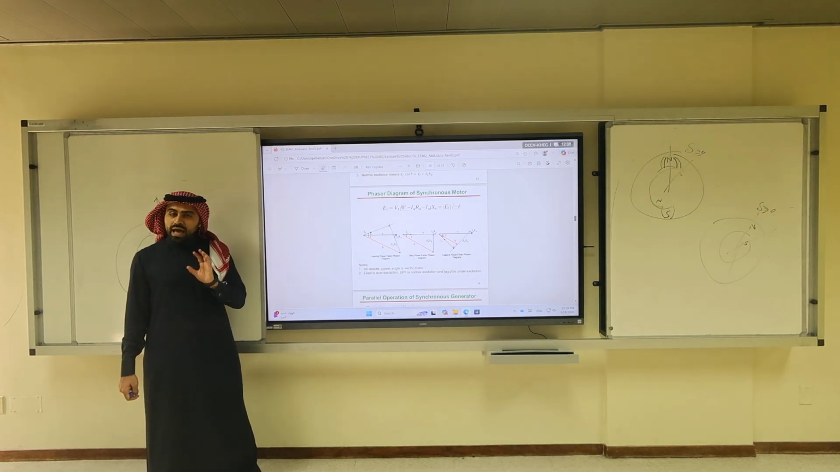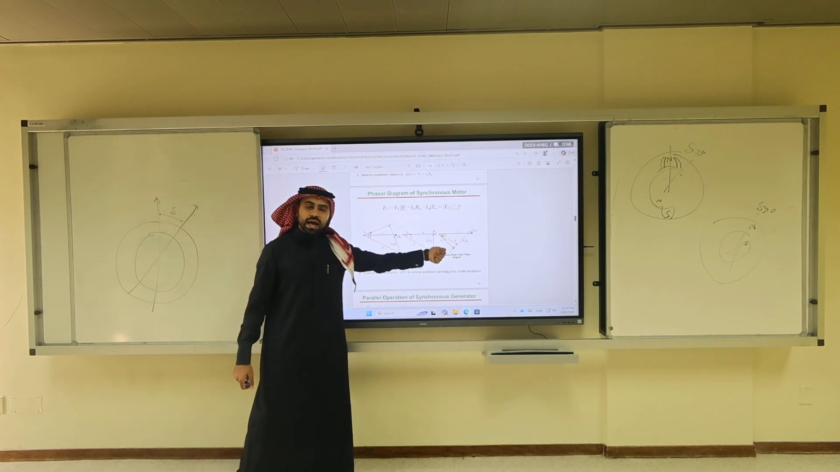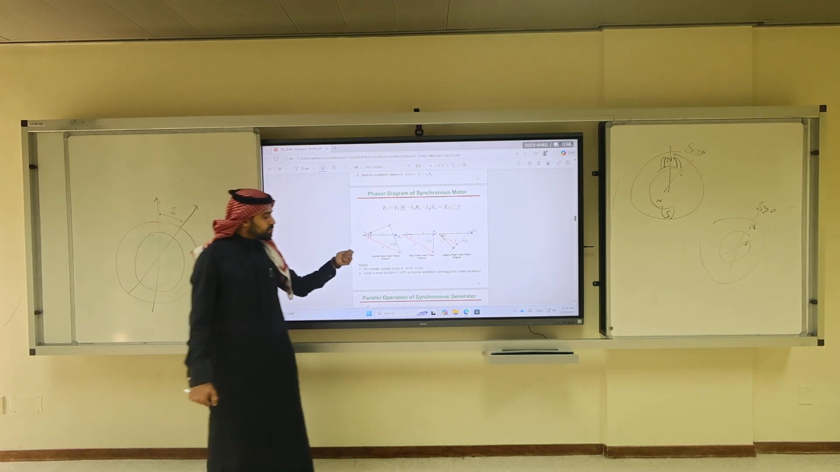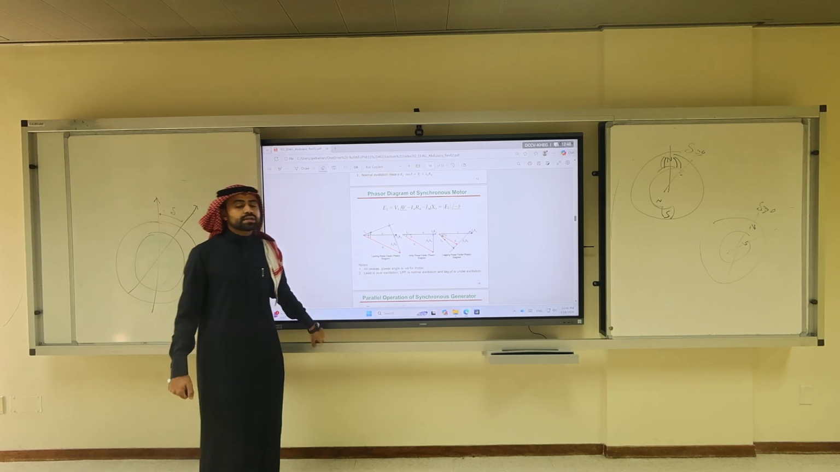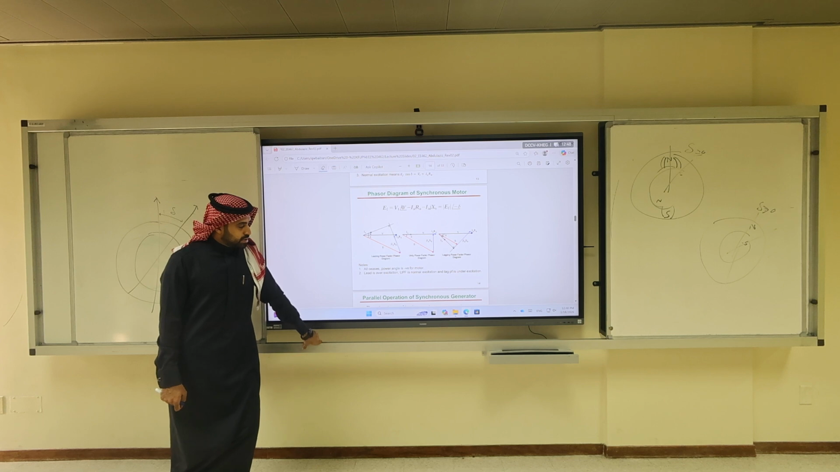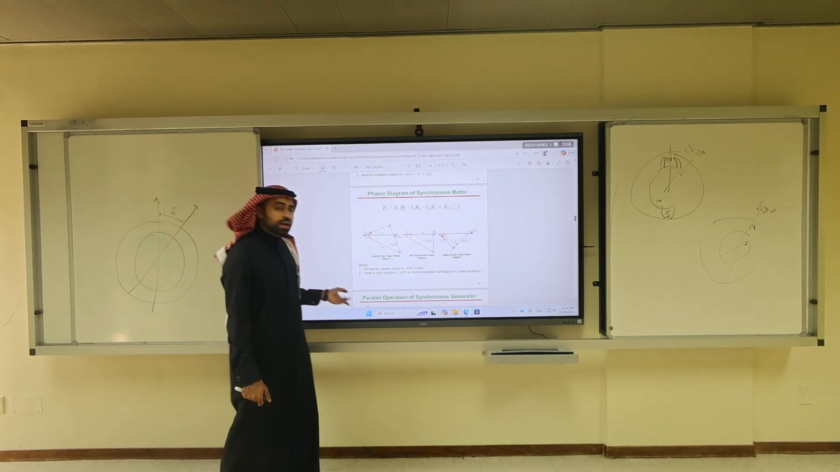So remember, for lagging, for generators, we have overexcitation. For motors, lagging will be what? Underexcitation. Opposite is for leading. Leading for the synchronous motor is overexcitation. Leading for synchronous generator is underexcitation. And a unity power factor is always normal excitation.